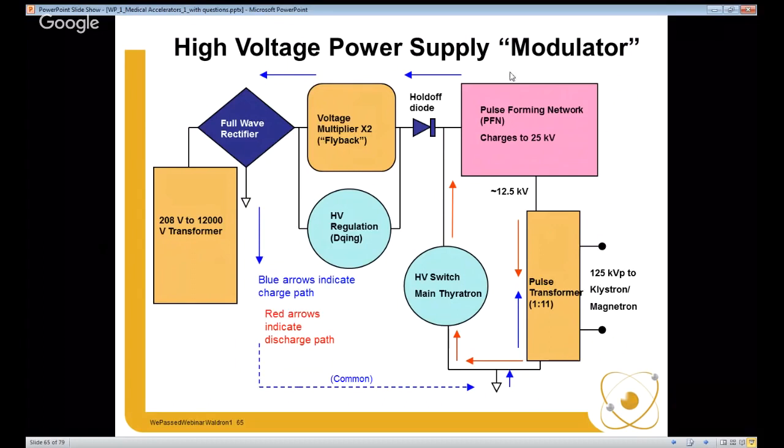The charge path is shown here. We're charging through the blue lines, okay? And the discharge path is these red lines. The discharge portion is the same on most medical Linacs. We charge the PFN up to some voltage, and then we discharge it by turning on a thyratron, which is a high voltage switch. It's a gas-filled tube. The gas ionizes, it conducts. The charging method varies from manufacturer to manufacturer, so in the name of time, I'm going to leave it alone.